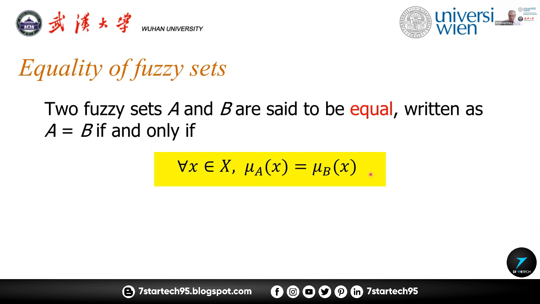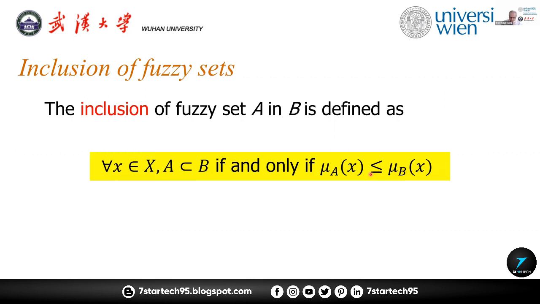Another operation corresponding to the subset concept in classical set theory is called the inclusion of a fuzzy set A in a fuzzy set B. If we have a universe and we have 2 fuzzy sets A and B, then we say fuzzy set A is included in fuzzy set B if and only if for every element of the universe X, the membership value of A is less than or equal to the membership value of B.